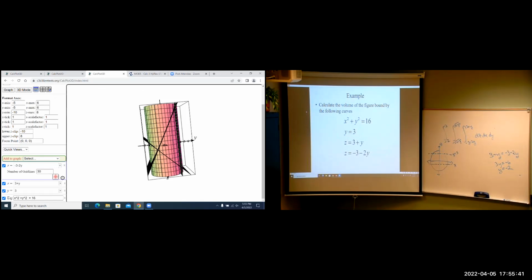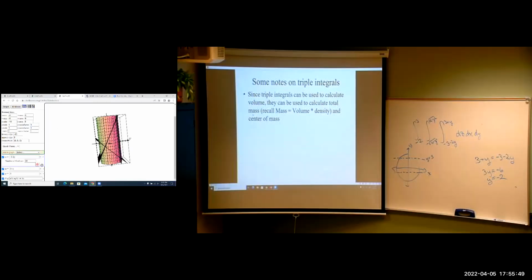Okay. Just a couple of notes before we try some problems. Like I said, basically what you're doing is integrating over the volume of a solid region. And if you have some function, one way of conceptualizing what this does is to think of that function as being the density, and then you're calculating total mass. So this could be used for center of mass, those kinds of things.